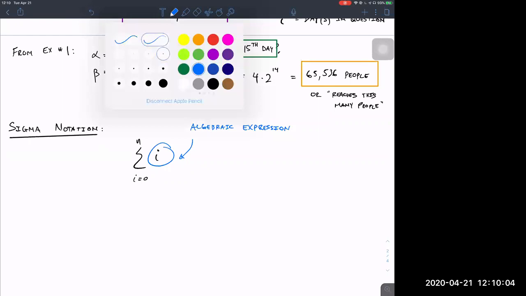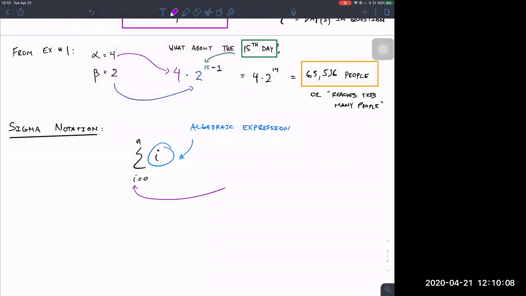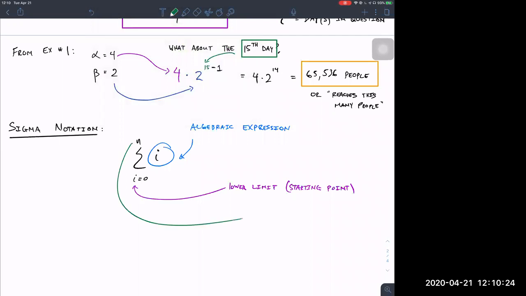And again, let me at least define these really quick. This I right here is what they call the lower limit, or starting point. And then the n on top is your upper limit, or ending point.